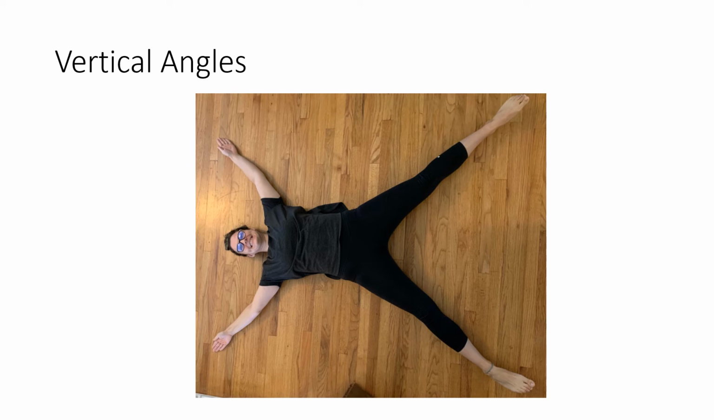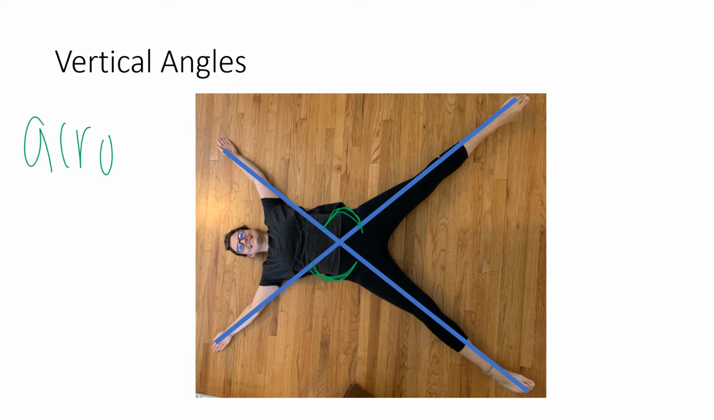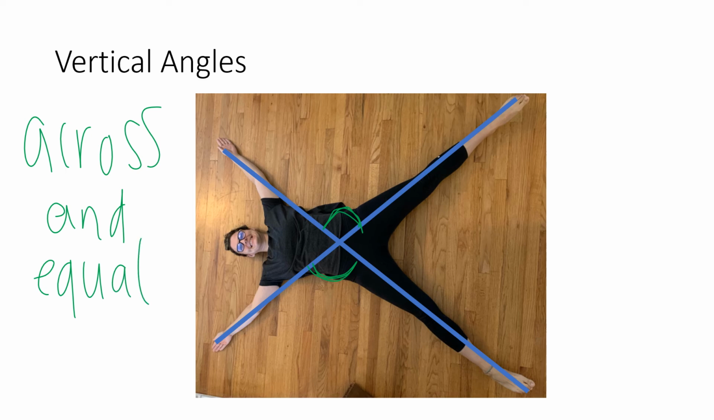Next, we have vertical angles. So vertical angles are angles made by two intersecting lines. So notice, Miss Nelson is making an X. So two intersecting lines create angles, and vertical angles are across from each other. So this angle is across from this angle. So they're across from each other and equal, which is really helpful if solving for angles. This angle is equal to this angle.